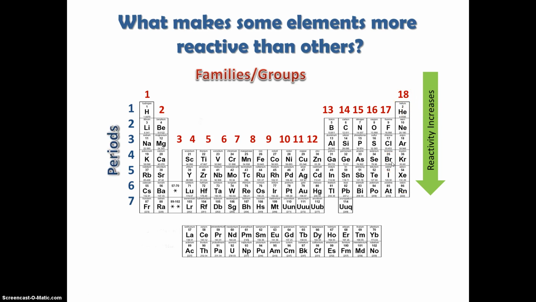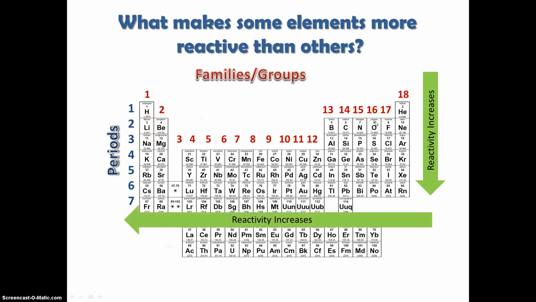Now, reactivity also changes as you move across the periods. Remember, periods are the rows, the horizontal rows. There are 7 of them. And just as a review, they do determine how many energy levels an atom has. Period 1 has 1 ring, period 2 has 2 rings or energy levels, so on and so forth. But reactivity changes as you go from, say, neon over here in family 18, all the way over to lithium in family 1. Guess what happens to the reactivity?